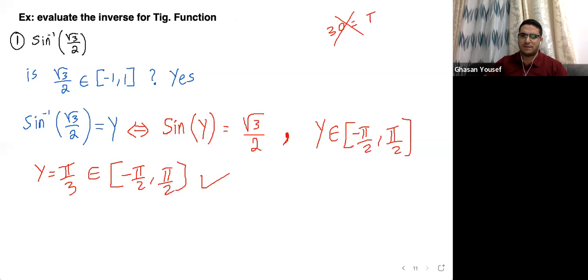Okay, any question for this? I will give you another example. My second example is to find the cosine inverse of minus 1/2.